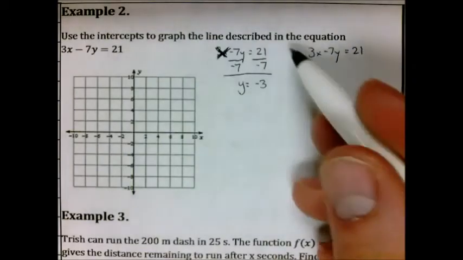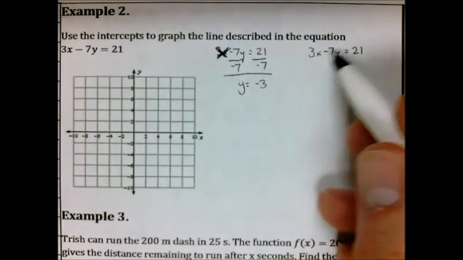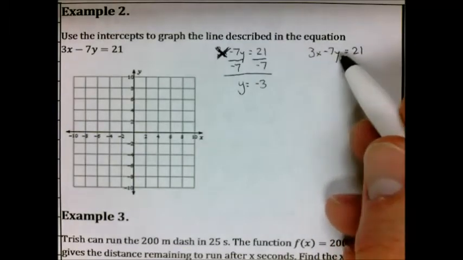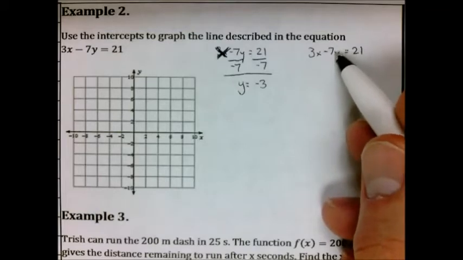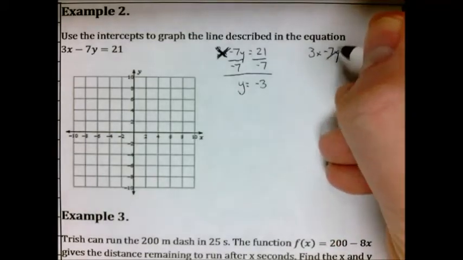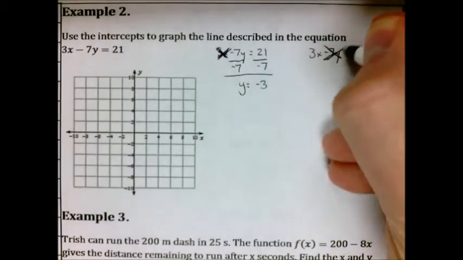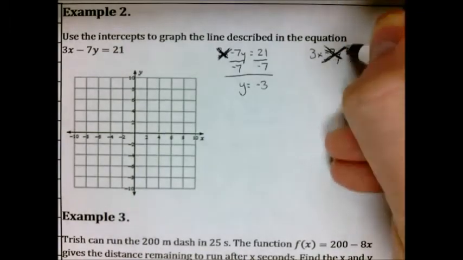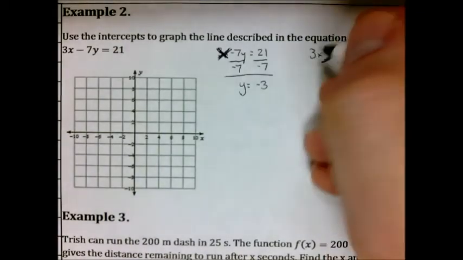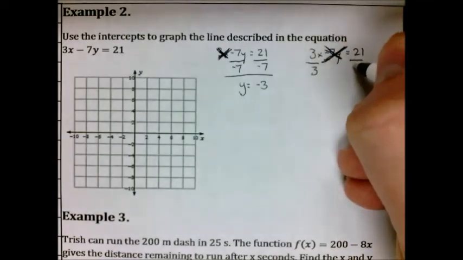For the second one, remember the next step is to substitute 0 in for y and solve for x. We're going to do the same exact thing. 0 times 7 is just 0, so let's get rid of that whole term right there, cross it off. Now we have 3x equals 21. We just divide by 3.